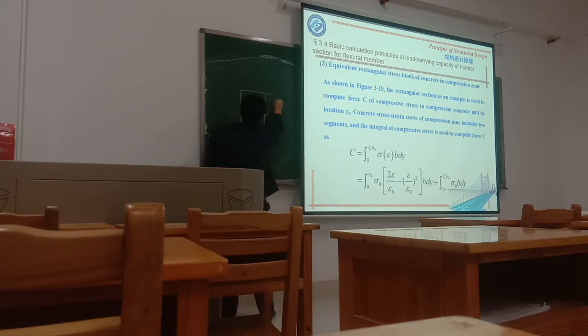Something like this, and the upper part is a straight line. So this point is y0, and this point is xc. Suppose the force action point is here, C. We need to calculate the total force. So how do we do this?